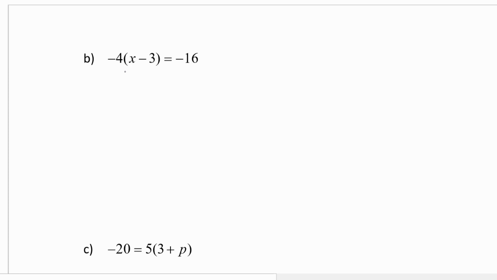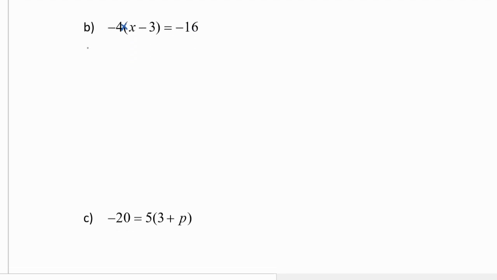Letter B: negative 4 times the bracket x minus 3 equals negative 16. So I'm going to solve this using method 1 first. To solve it, we have to use the distributive property. So negative 4 times x is negative 4x.